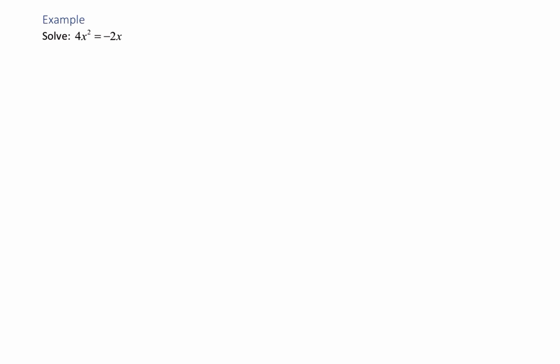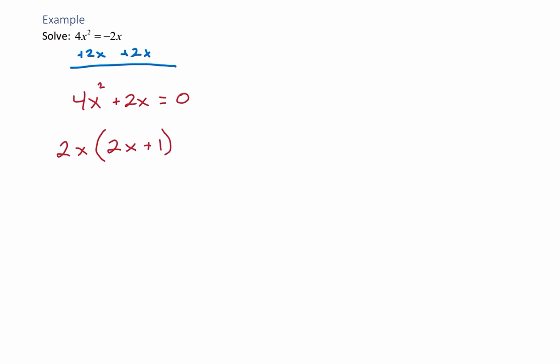Our first step in this example is to set the right side of the equation equal to 0. We'll do that by adding 2x to both sides. We get 4x squared plus 2x equals 0. Next, we need to factor. These two have a common factor of 2x. That greatest common factor will factor out, leaving us with 2x times 2x plus 1 equals 0.